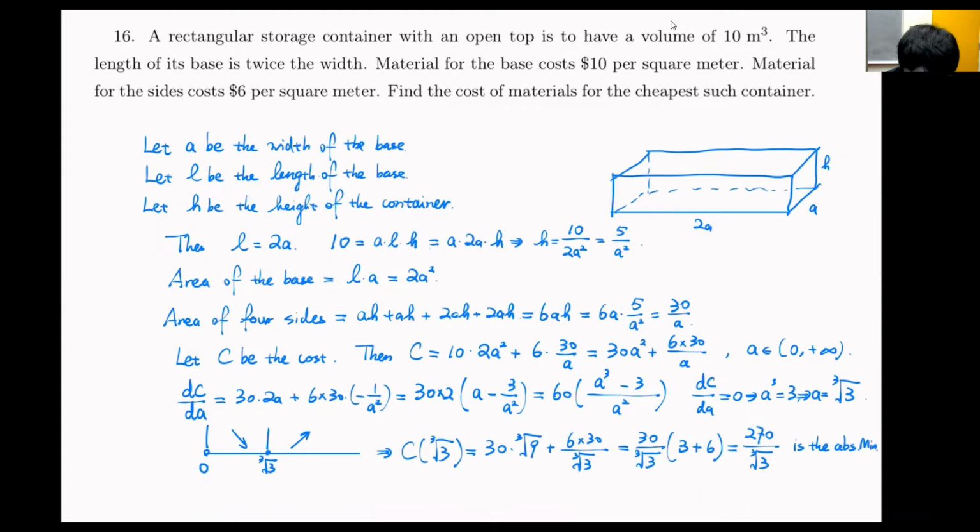Okay, so notice that we are looking for this cost. So the answer is, the cost for the cheapest such container is 270 divided by the cube root of 3 dollars.